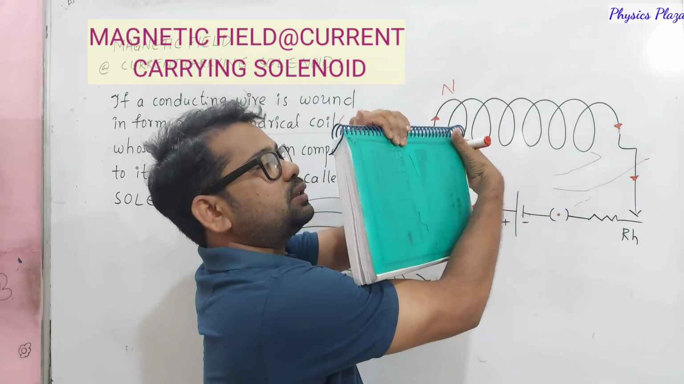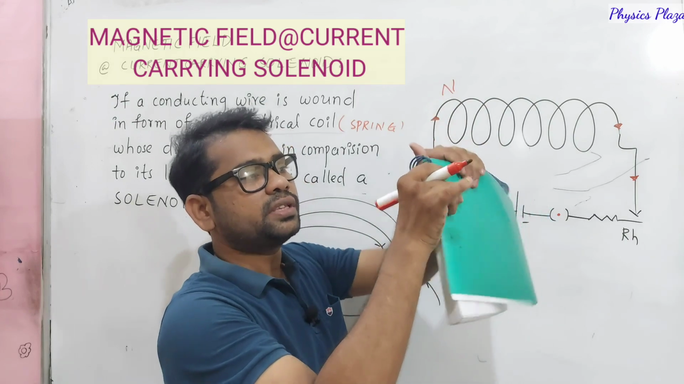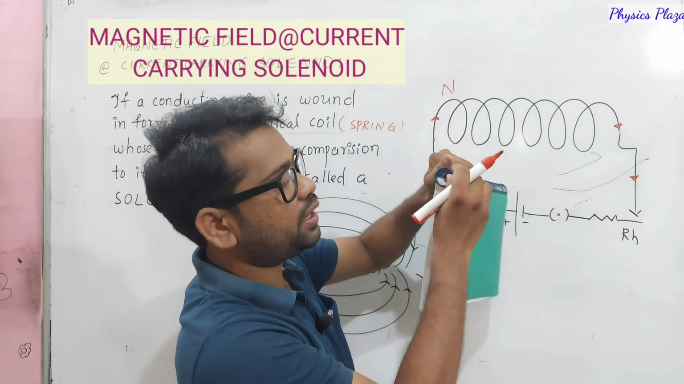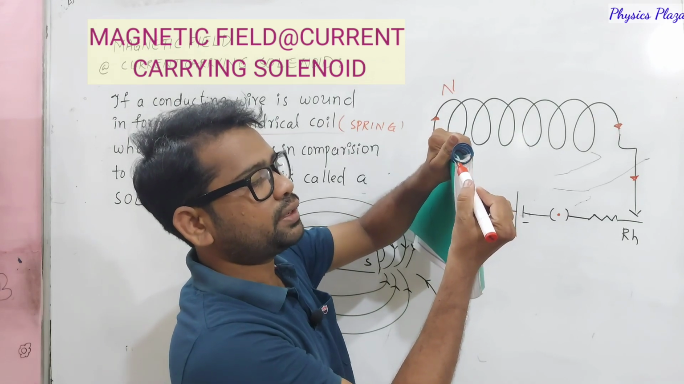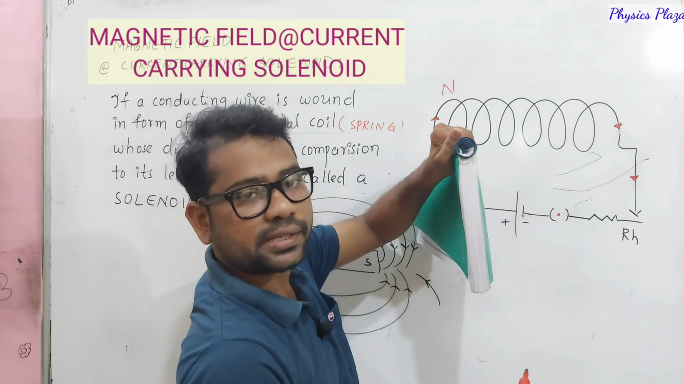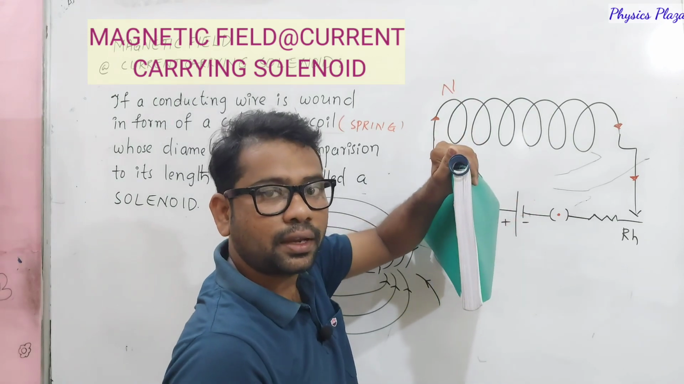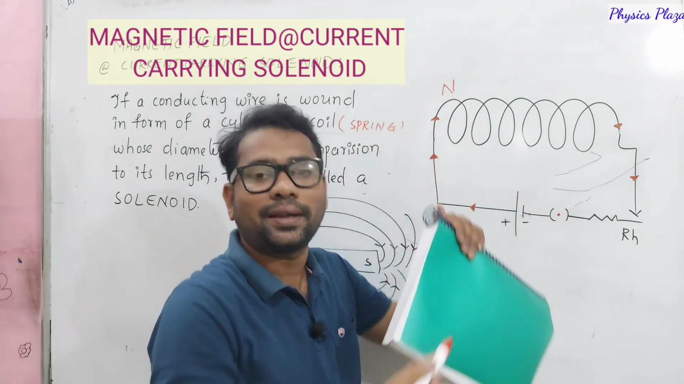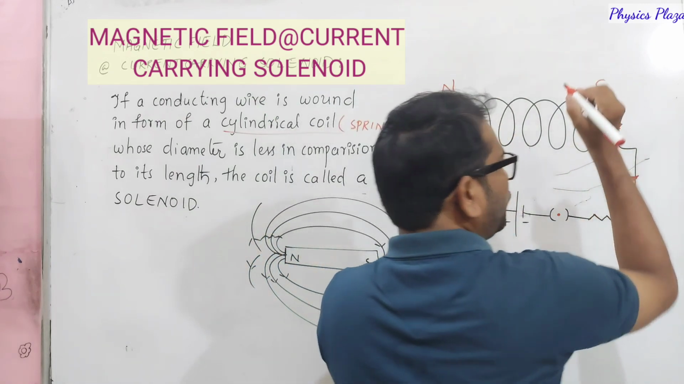Now let me explain about this end. Now this is the end where current is leaving. Children, look here. How is the current leaving? Current is coming like this and leaving. Current is leaving in a clockwise manner. So it takes the south pole.